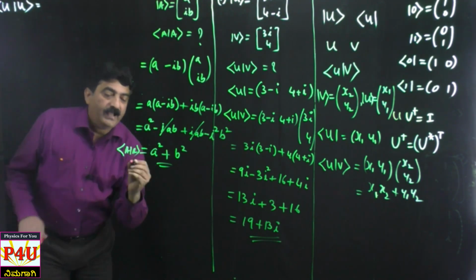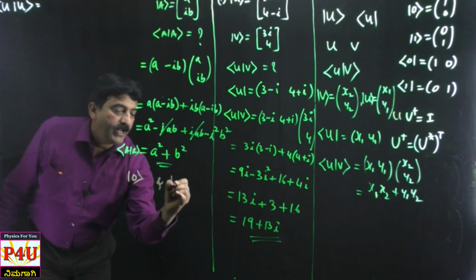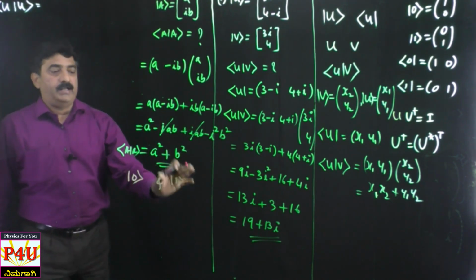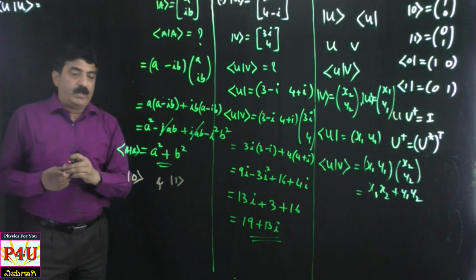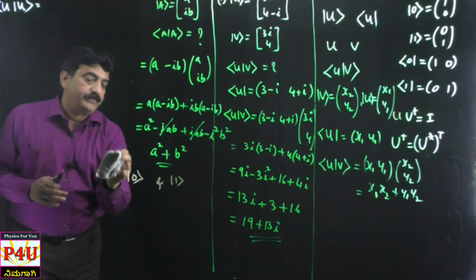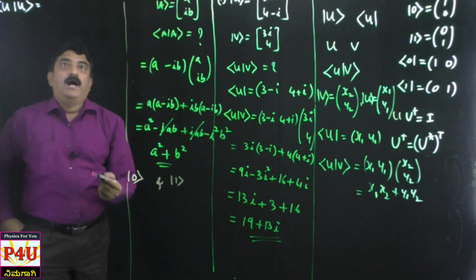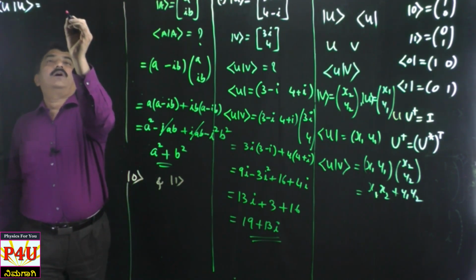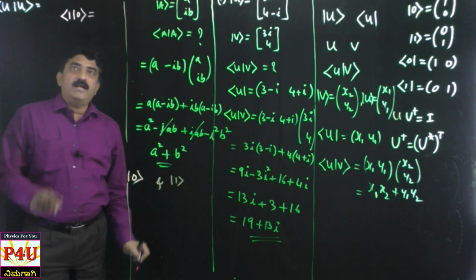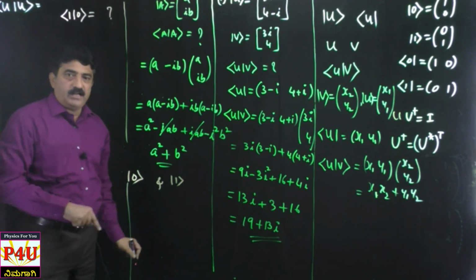First I take the inner product of 0 and 1. Whether you write 1 0 or 0 1, that is a question. Well, just 1 minute. I find the inner product of the 1 and 0 states. By now you already know how to find the inner product.